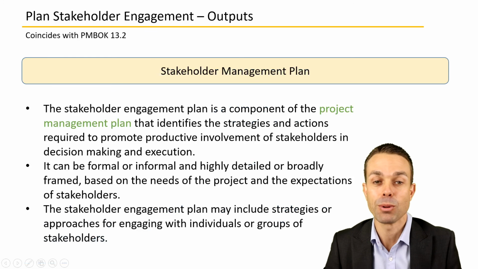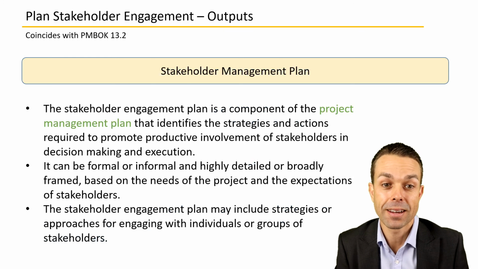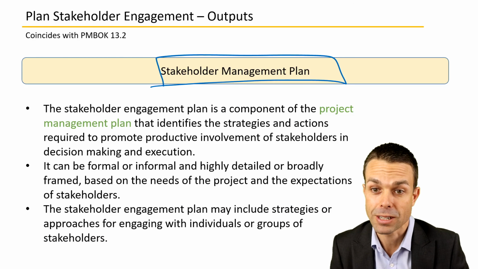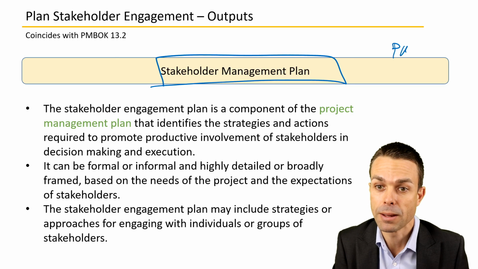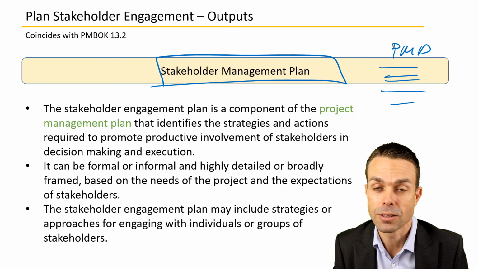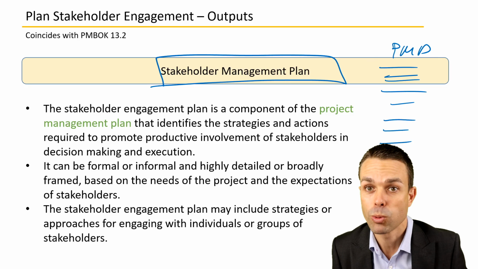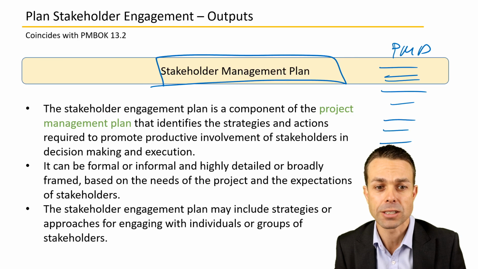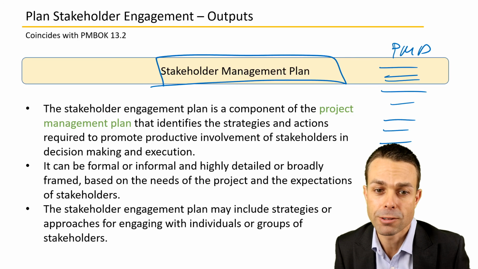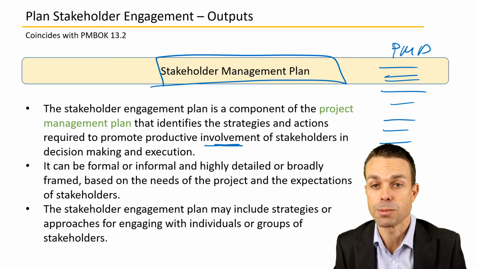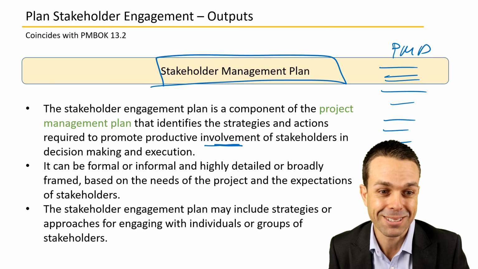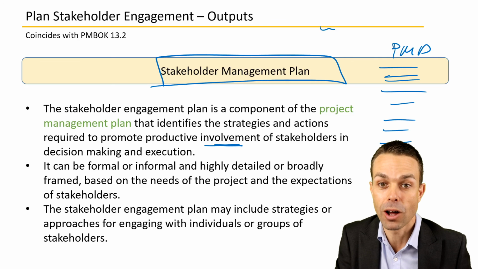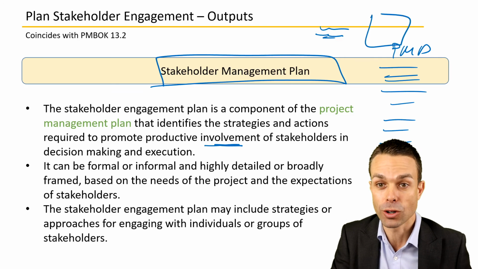The outputs that we'll see for planning stakeholder engagement is the stakeholder management plan itself. So the stakeholder management plan is a component of our project management plan. We've got our project management plan and all of the different components, the risk management plan, scope, quality, schedule, cost. But this provides all the stakeholder actions and strategies to promote productive involvement of our stakeholders in decision making and execution throughout our project. And it can be formal or informal, like all of our plans.